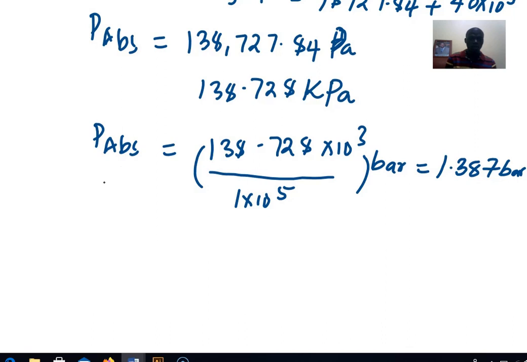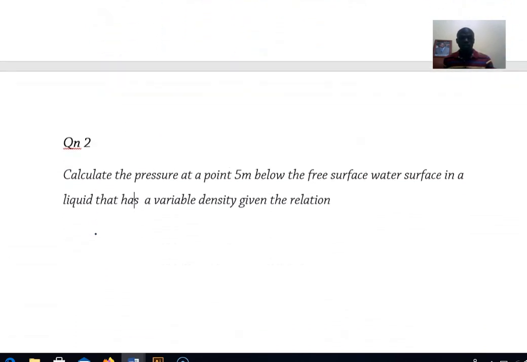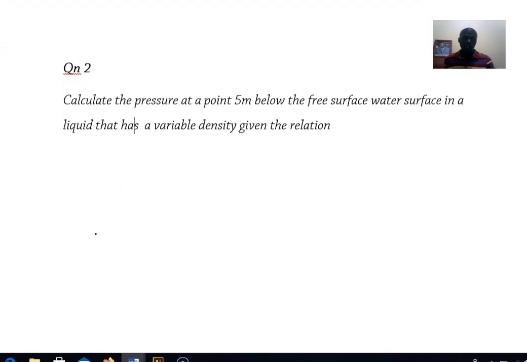So here we have solved the problem by giving gauge pressure in SI units, then also giving absolute pressure in the SI units as it was required of us. So let us look at the next example.